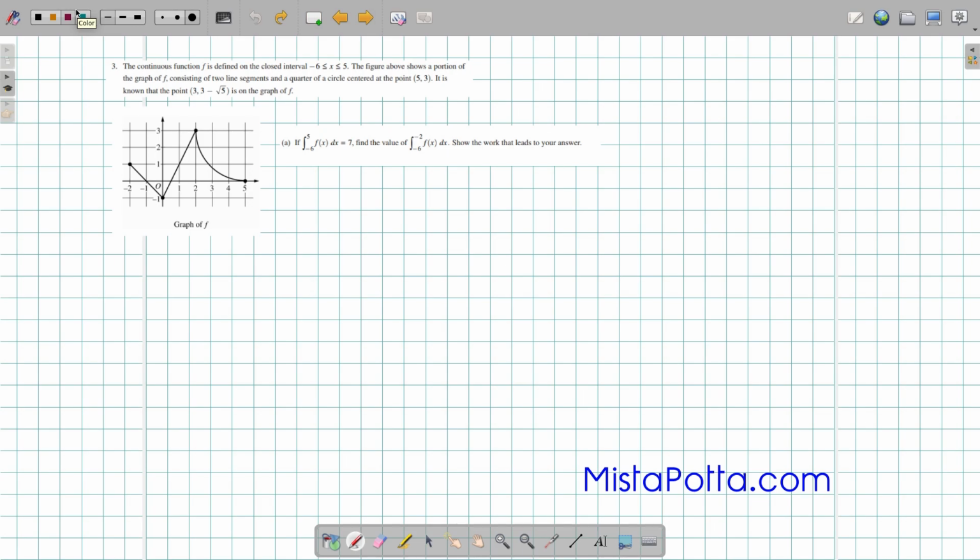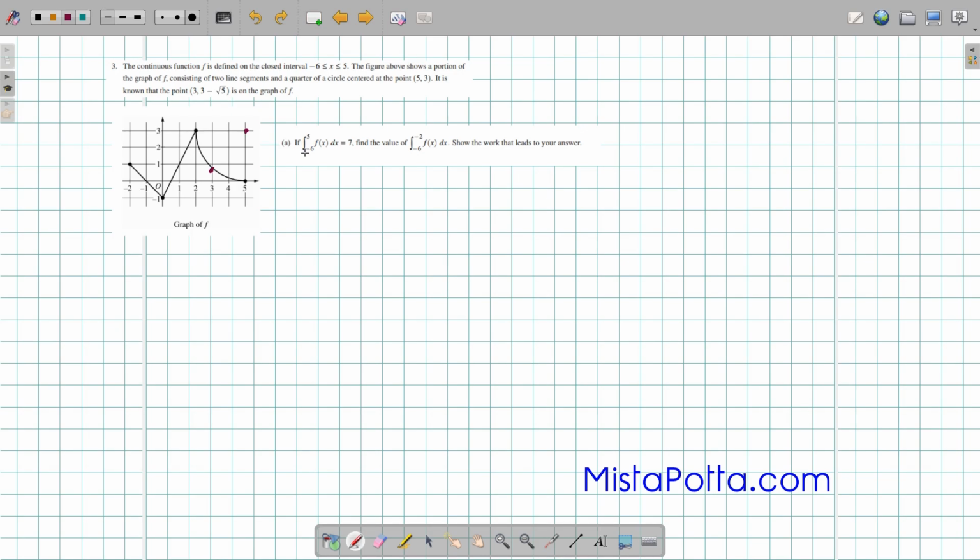All right, question 3 is often dealing with some type of graph that we're going to have to use geometry to find the antiderivative of. So here on number 3, it says the continuous function f is defined on the closed interval from -6 less than x less than 5. The figure above shows the portion of the graph of f consisting of 2 line segments and a quarter of a circle centered at the point 5, 3. And it's known that the point 3, 3 minus radical 5, is on the graph of f.